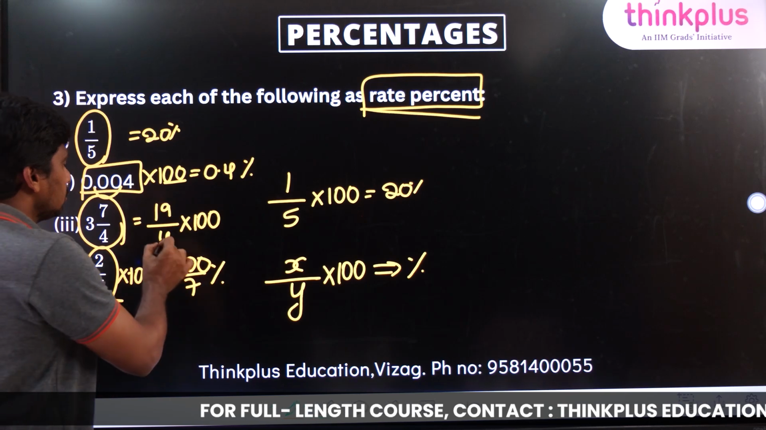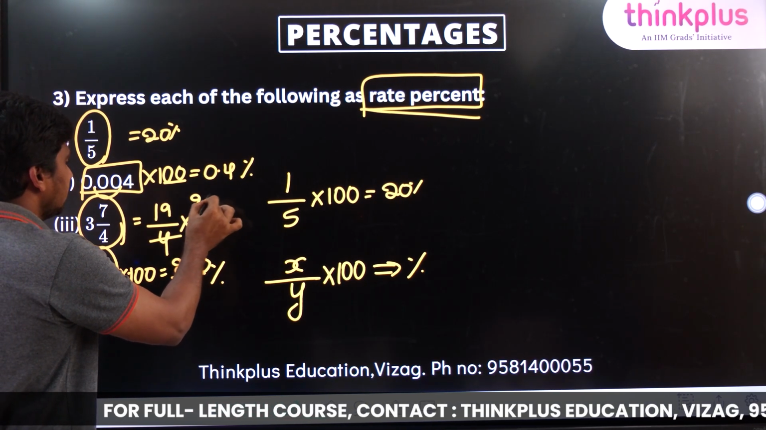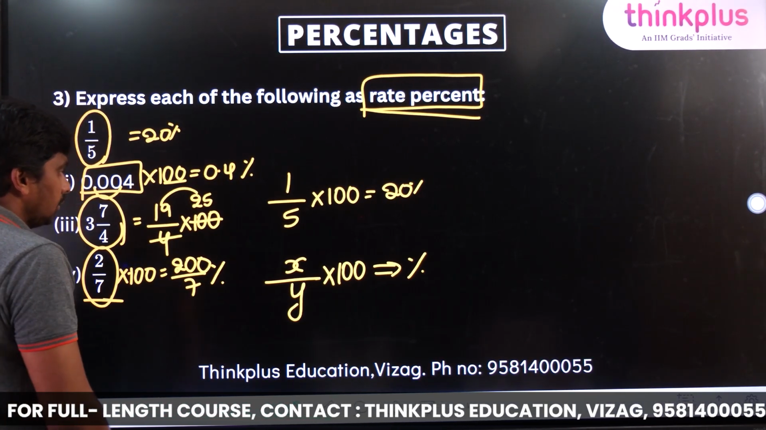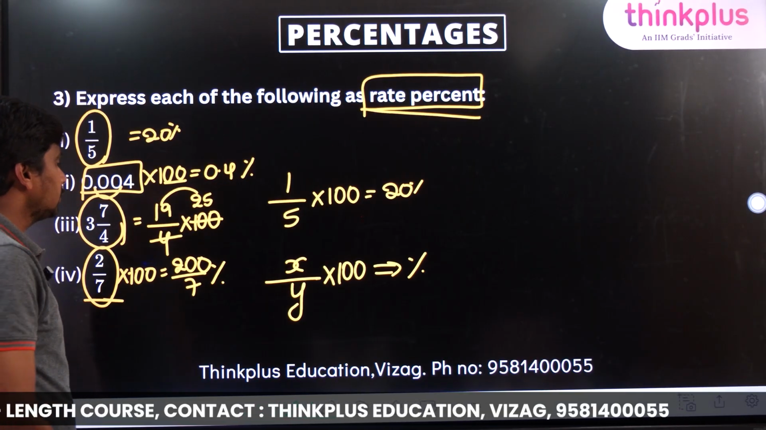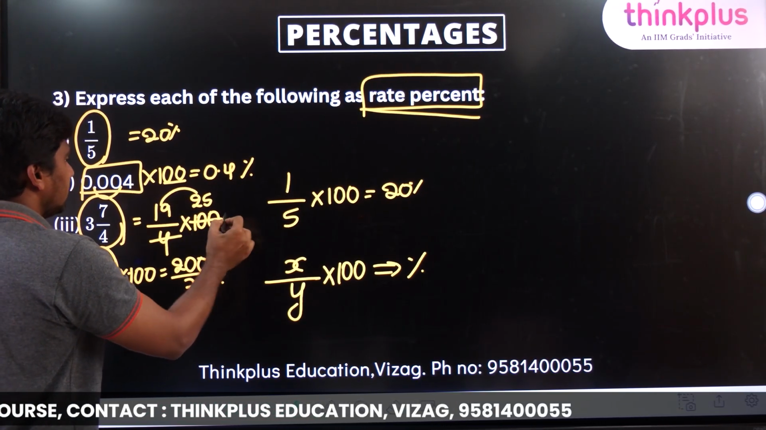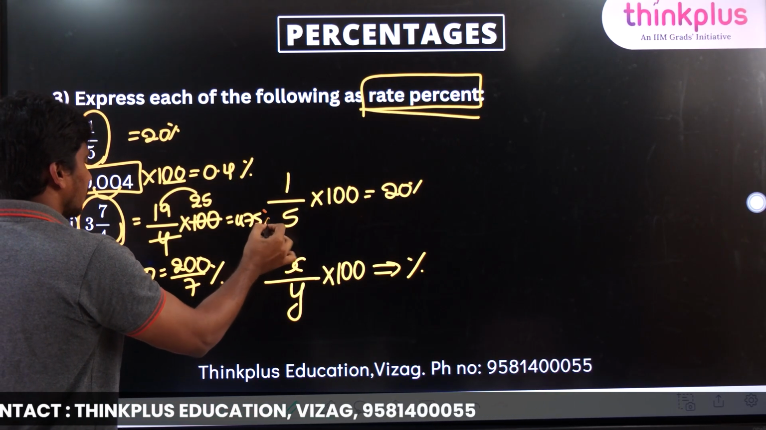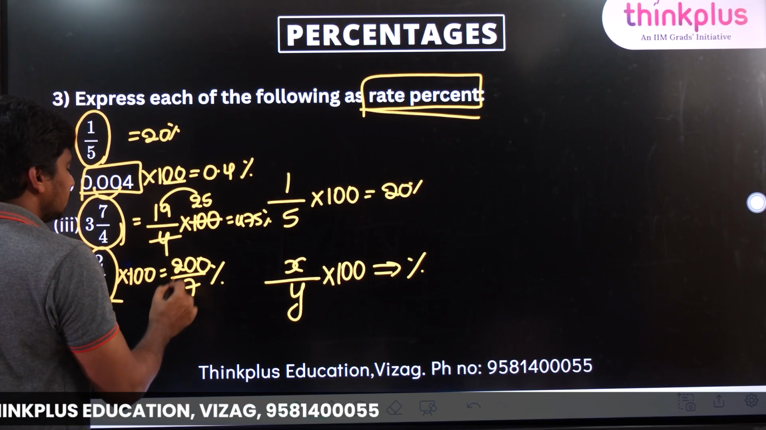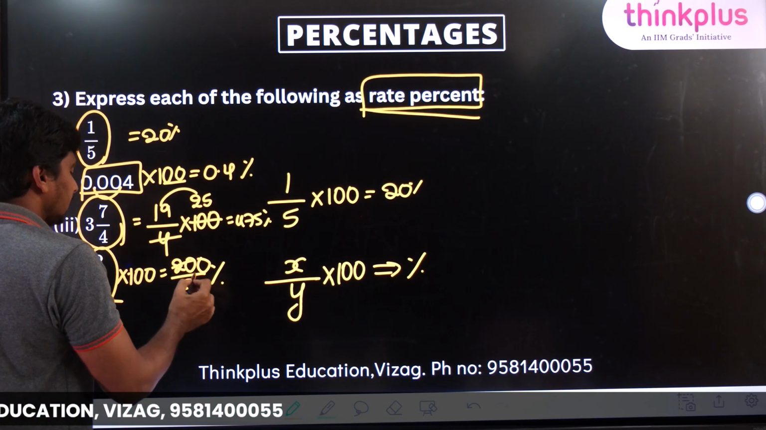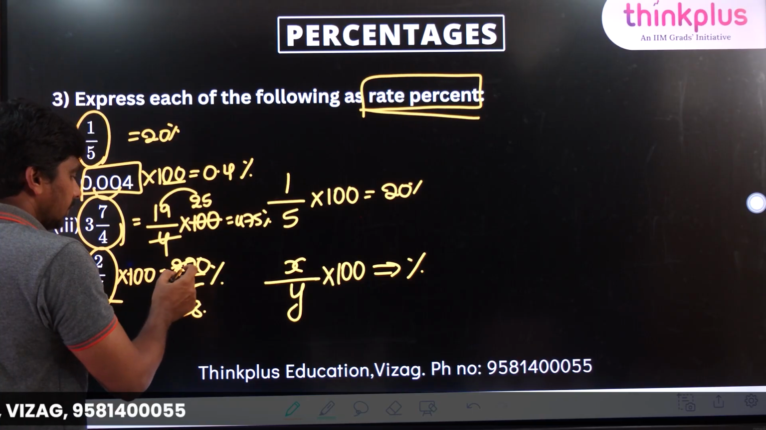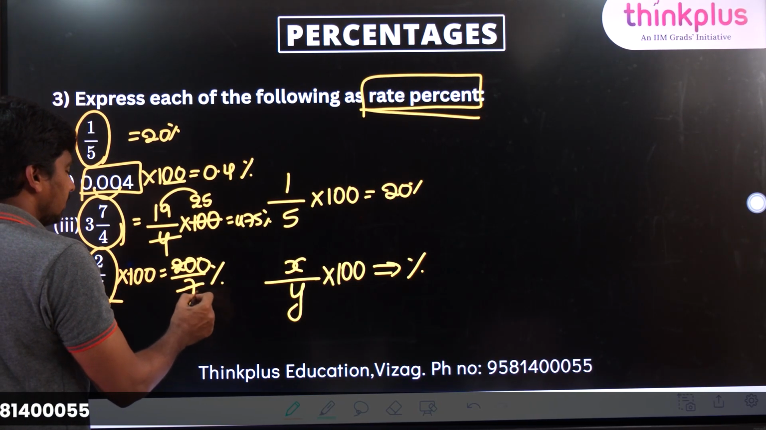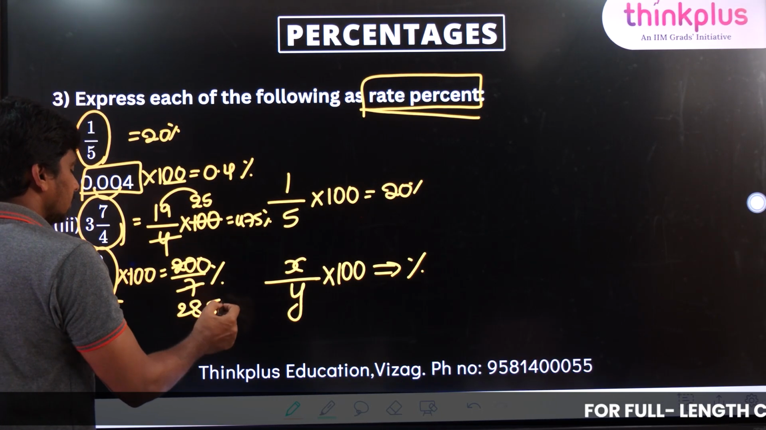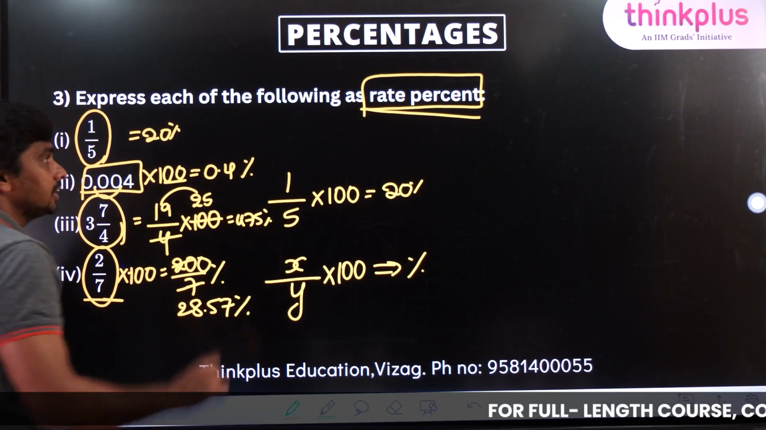You can also simplify this. 19 by 4 into 100, 25 times 19 we can do. 19 into 25 is 475 percentage. And this is 200 by 7: 7 2s are 14, and 7 8s are 56, left with 40, and 7 5s are 35, left with 5, 7 7s are 49. So 28.57 percentage.